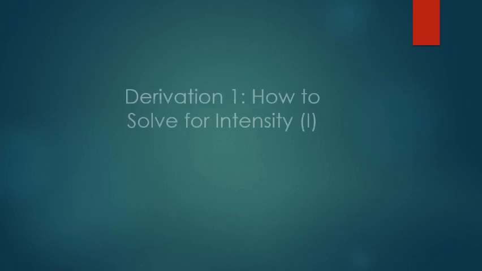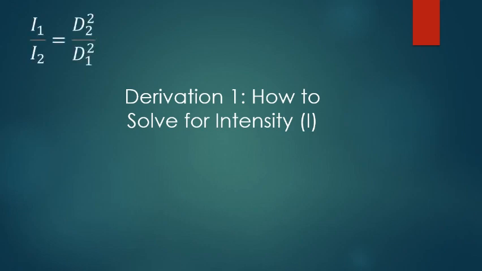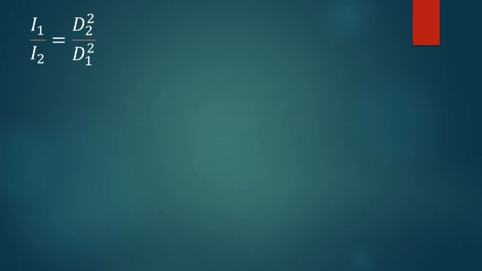The basic form of the law is an equality stated as I1 over I2 equal to d2 squared over d1 squared. In order for us to use the law to solve for unknown values, we need to derive the equation to isolate the variables. First, let's look at the form for finding intensity based on distance. I2 needs to be isolated, so let's multiply both sides by I2. These variables cancel each other out on the left side, giving us this.